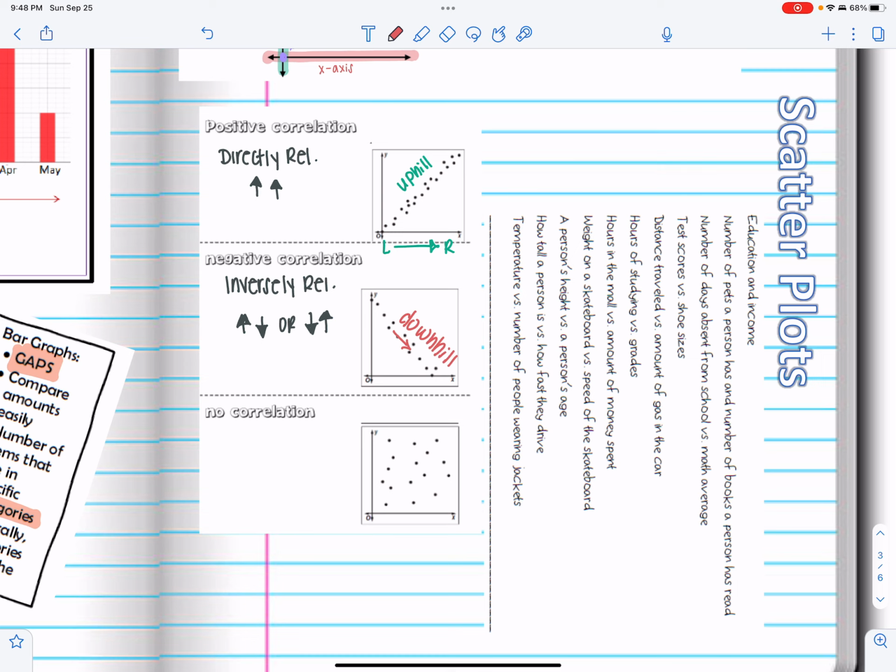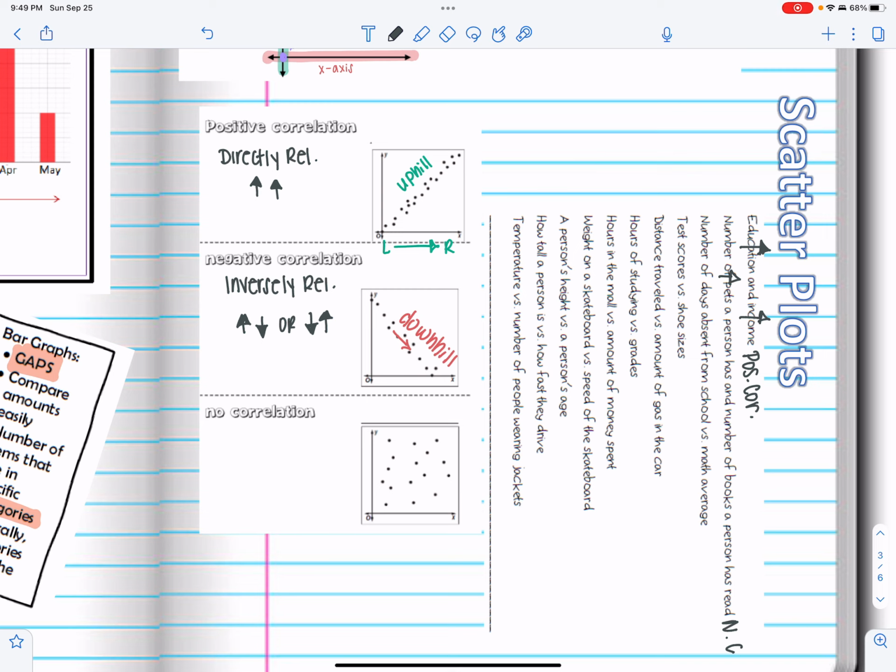So let's look at these examples over to the right, however you have them on your paper. Education and income. Theoretically, and in general, as your education increases, so does your income. So as one increases, the other increases, and we're going to call that a positive correlation. Number of pets a person has and the number of books a person has read. As the number of pets increases, does that say anything about the number of books you have read? No, they're not related. So this one is going to be a no correlation.